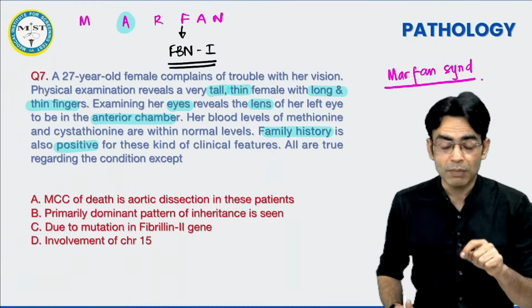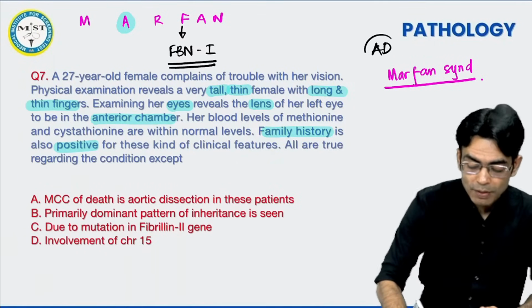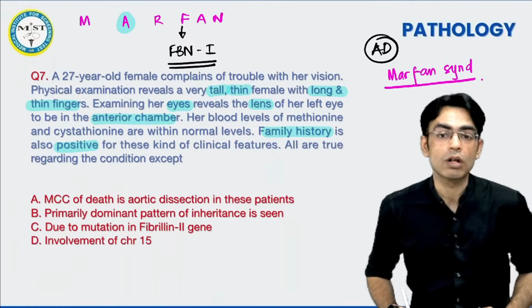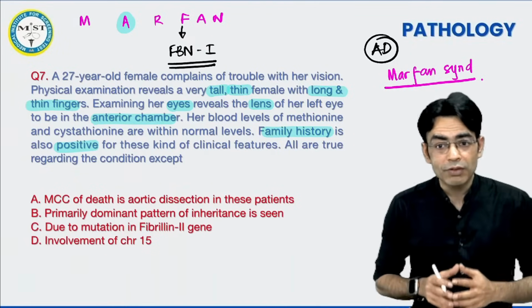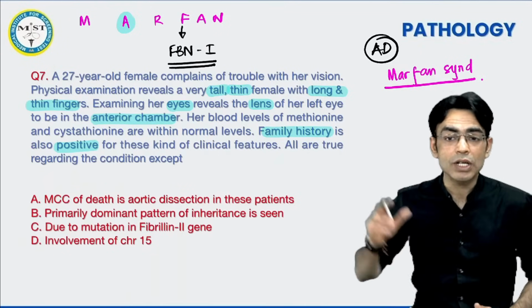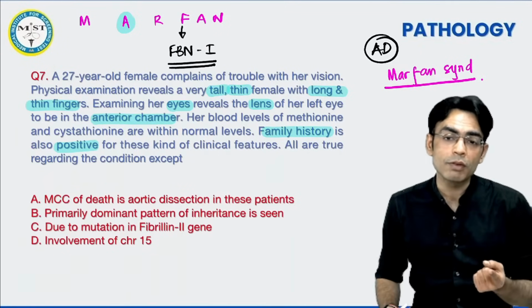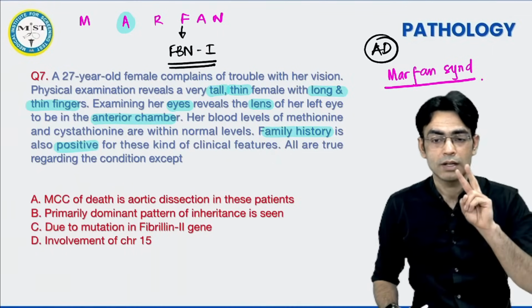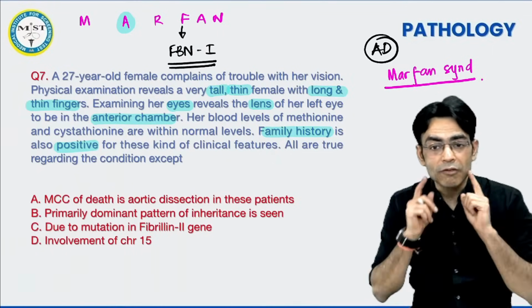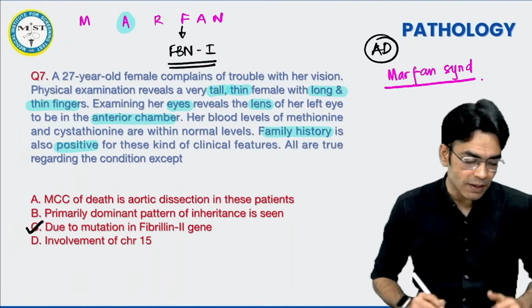Primarily dominant pattern of inheritance is seen, yes, because Marfan syndrome is the most common autosomal dominant disorder we have, so dominant pattern of inheritance is there. Involvement of chromosome number 15, yes, this fibrillin gene is on chromosome number 15, but this is the FBN1 gene, not FBN2, it's FBN1. So what is the correct answer? C.